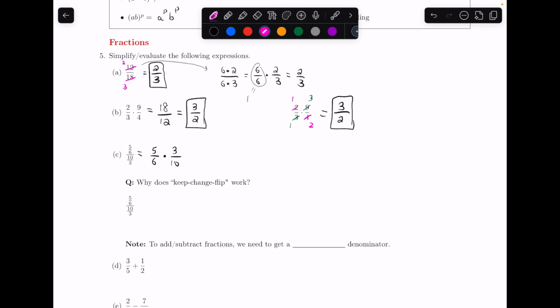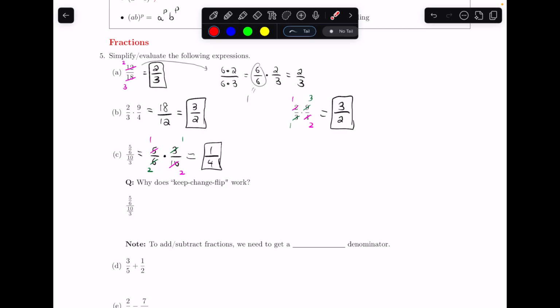Well, with the 5 and the 10, I can divide both of those by 5, which gives me a 1 up there and a 2 down there. With the 3 and the 6, they can get divided by 3, which leaves me with 1 up top, 2 on the bottom. Now multiplying the tops, I get 1. Multiplying the denominators, I get 4. And there we have it. So keep the top, change the division to a multiplication, and then flip or reciprocal that fraction on the bottom.